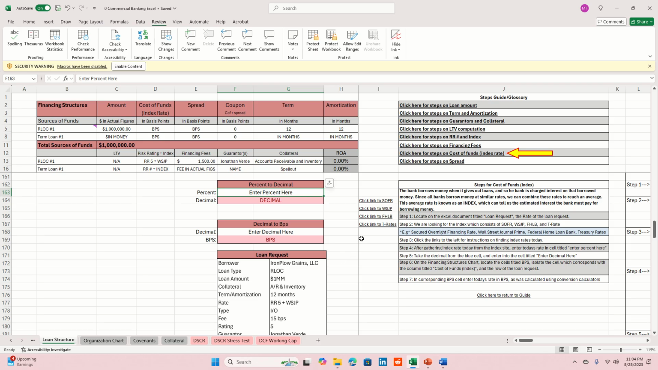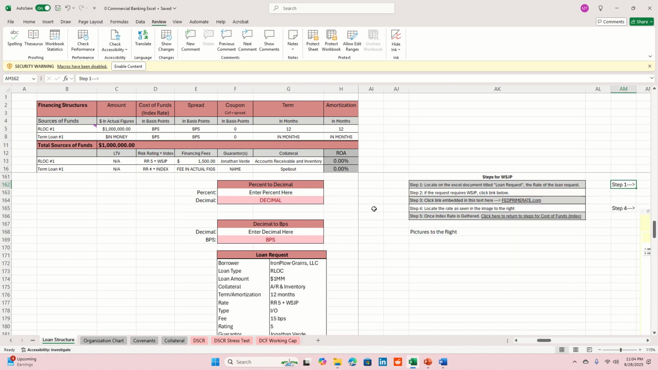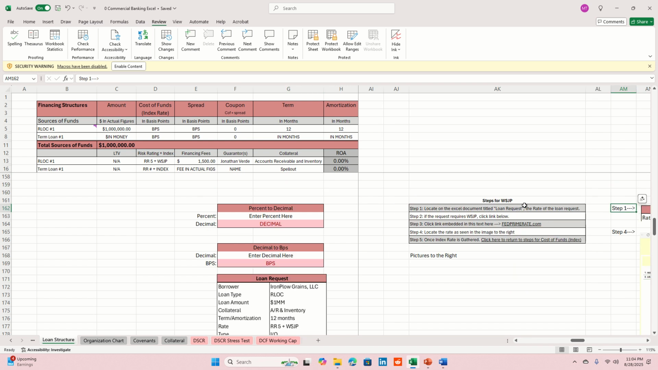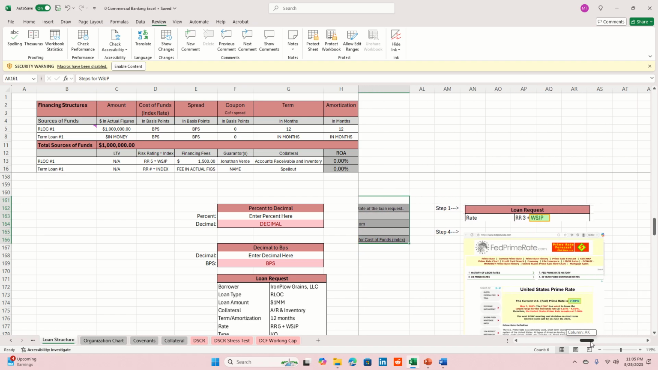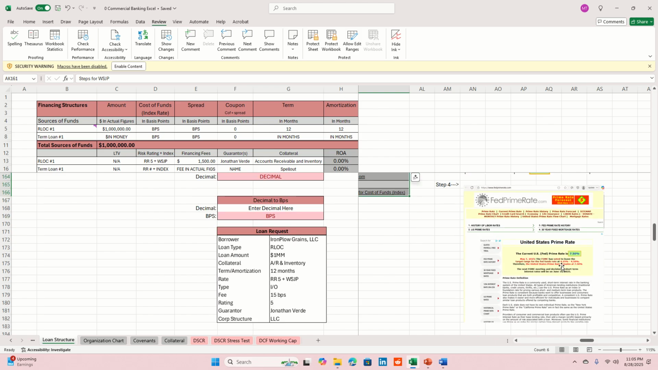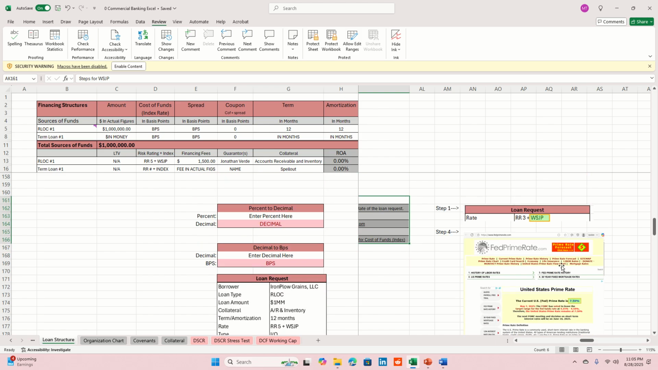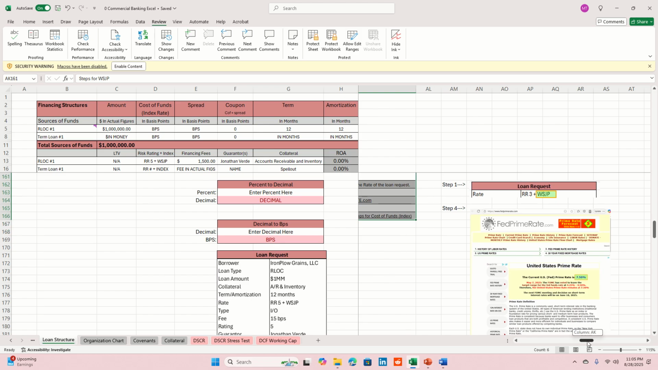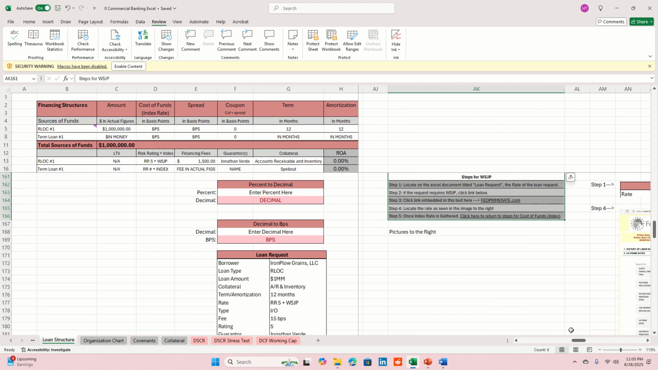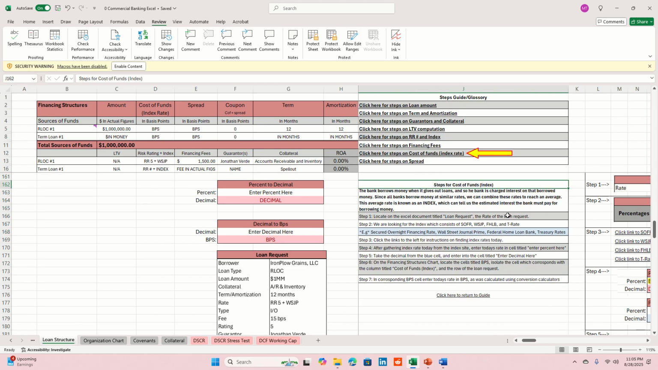So let's go in and click on Wall Street Journal Prime, which is going to take us to the Wall Street Journal Prime section. There's Wall Street Journal Prime here, the steps, and there are also pictures to the right of what you want to look for. This is going to tell you what to look for, right? Just in case you get lost. And remember, there's also a button right here that'll take you back over here.